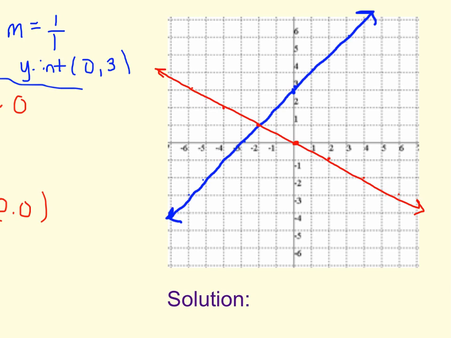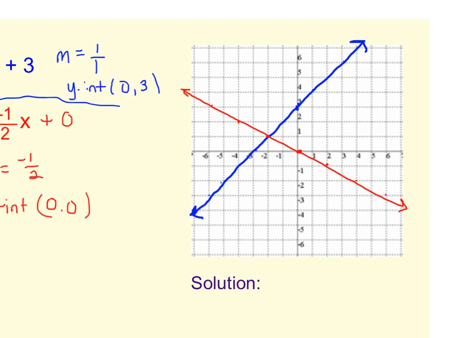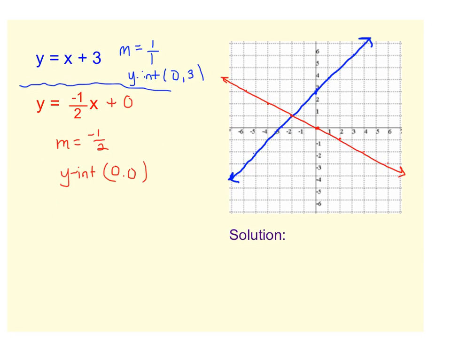And the lines cross, so there is one solution, but we don't want to write just one solution. We have to tell what it actually is. So the solution is the ordered pair where your two lines cross, which will be the x is a negative 2 and the y is a 1. So we solved the system of equations by graphing to see where they cross.